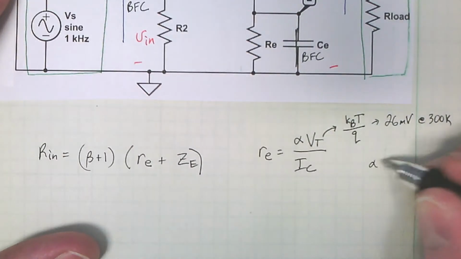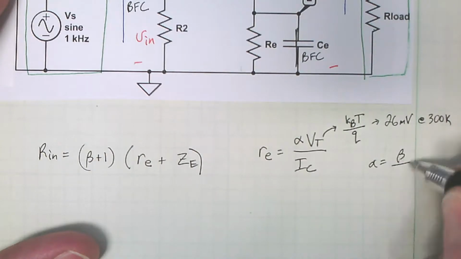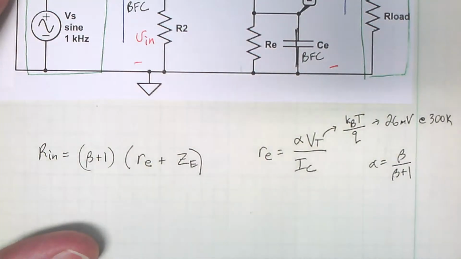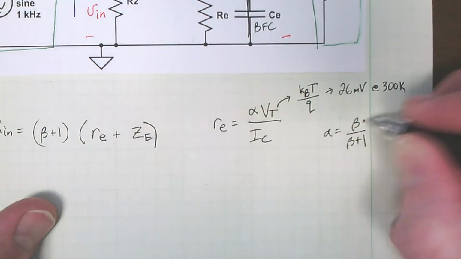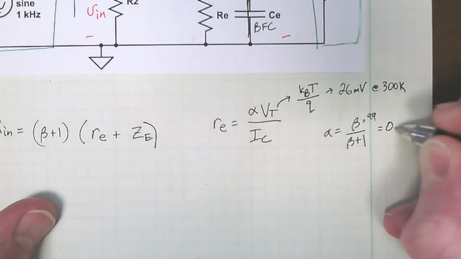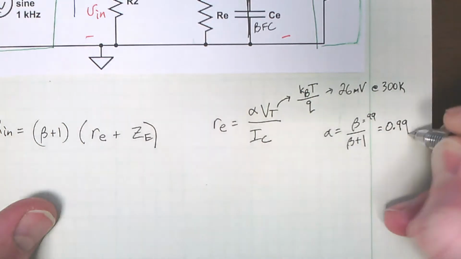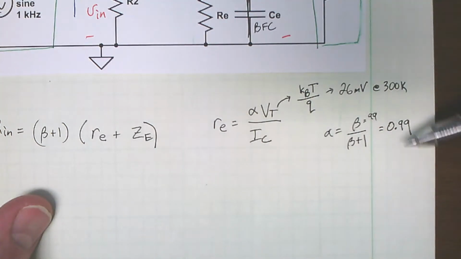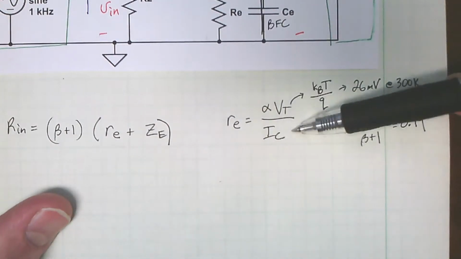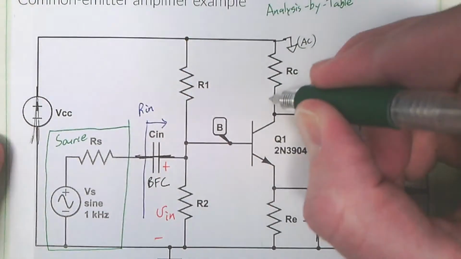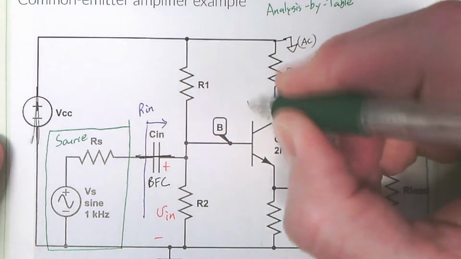Alpha is the same as beta over beta plus 1. So if beta is 99, then this is 0.99, so it's near 1. Many times we approximate alpha as 1. IC is the current flowing into the collector at DC.